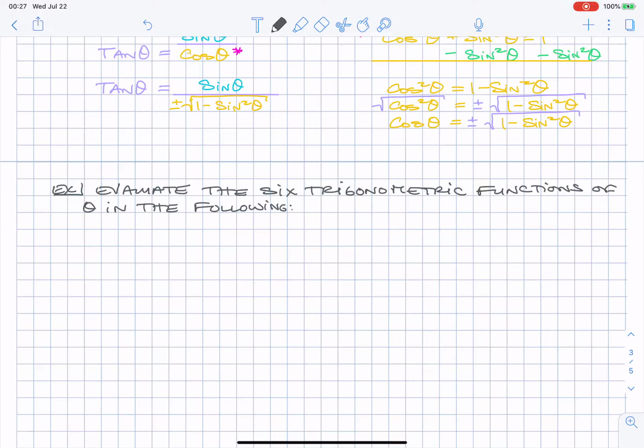Okay, so number 1. Let's say we have that secant of theta is negative 5 over 4. And theta is in quadrant 3. So that symbol means is an element of quadrant 3. That's on your symbols sheet. So let me make sure we know this, that this symbol, a C, means is an element or is in.